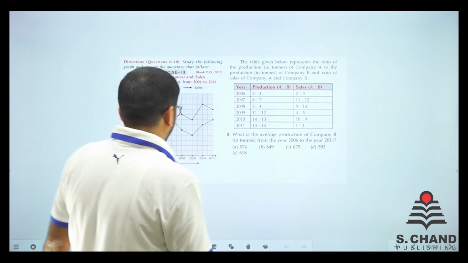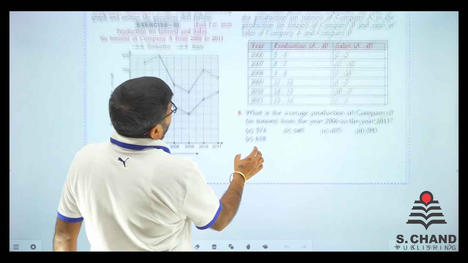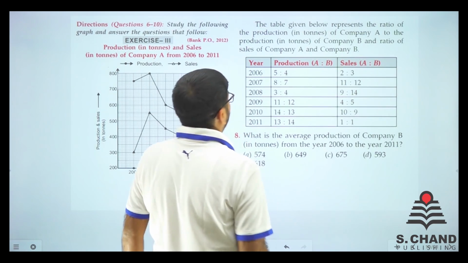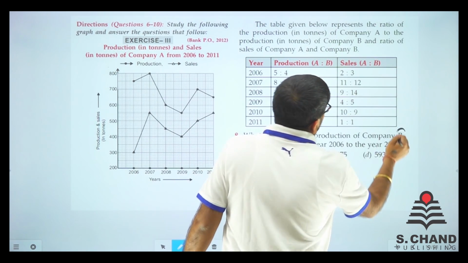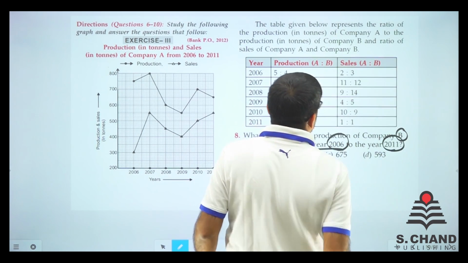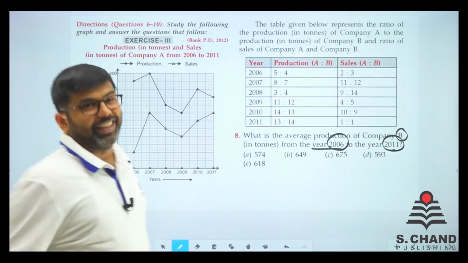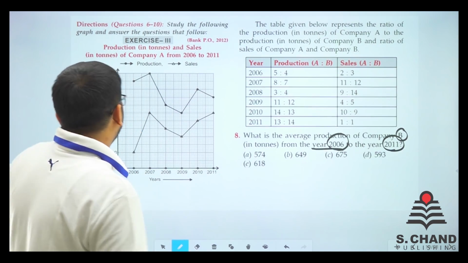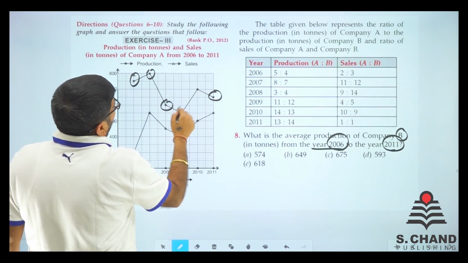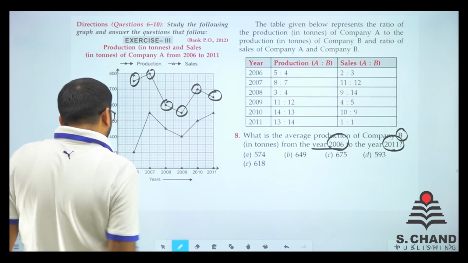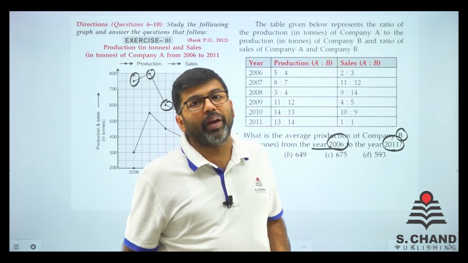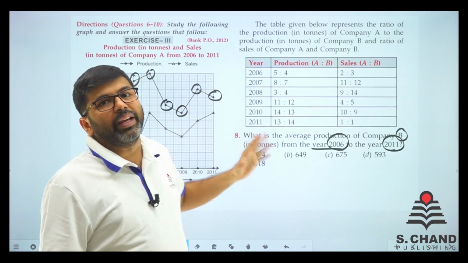Here we go. So question number 8 it is, right? What is the average production of company B? So you need to know the average production of company B from the year 2006 to 2011. Now this is actually the question, right? Production 6 to 11, you need to find all the data. So this is A, we need to find B, and this is the question that was required, because this for sure will take your time.